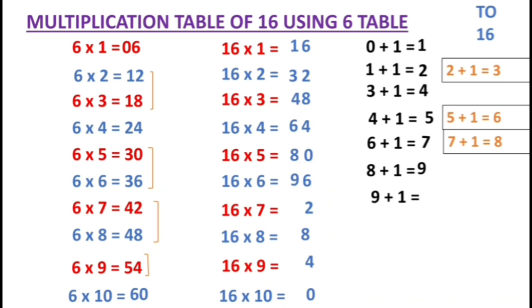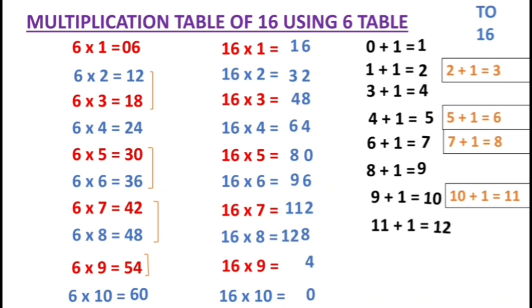Now 9 plus 1, 10. Here again the tens place value is changing. We will write 10 plus 1. It is 11. 16 sevens are 112. Now 11 plus 1. 11 plus 1 is 12. 16 eights are 128.